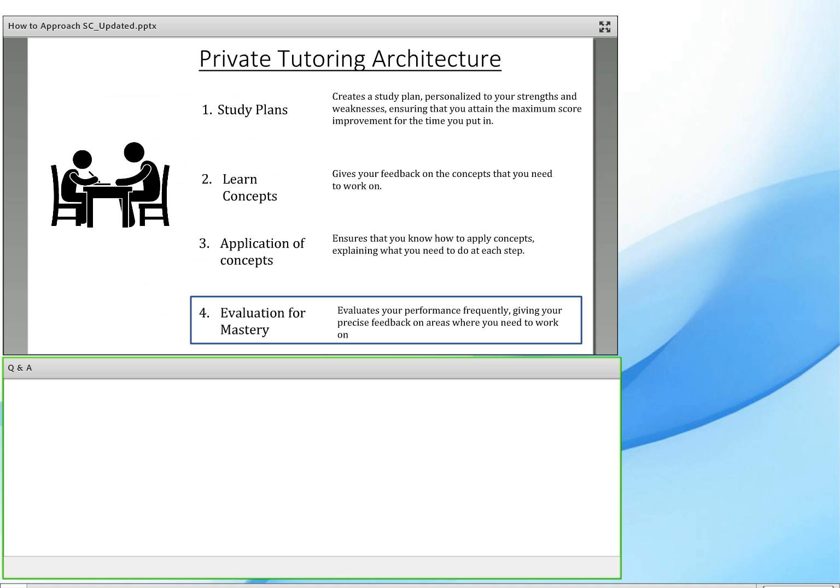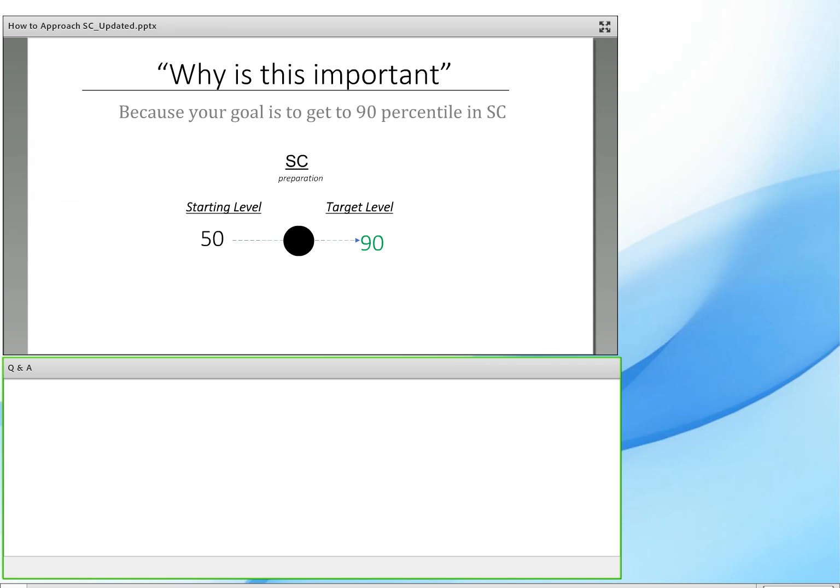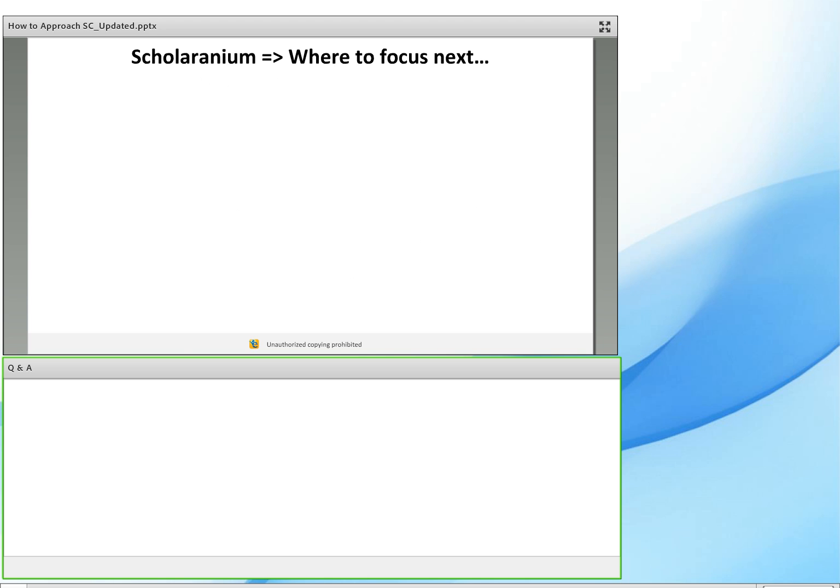The last piece is evaluation of mastery. You've been studying subject verb, you've been studying parallelism. How do you know that in sentence correction, you are in that top 10 percentile of students? Why? Because your goal is to hit that 90th percentile in sentence correction. Your goal is not just to learn SC, but to hit that 90th percentile, because only then would you hit that 720 score. So how do you evaluate mastery?